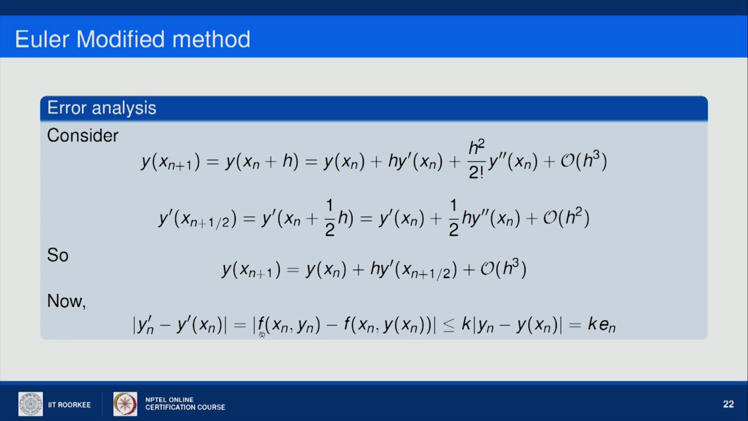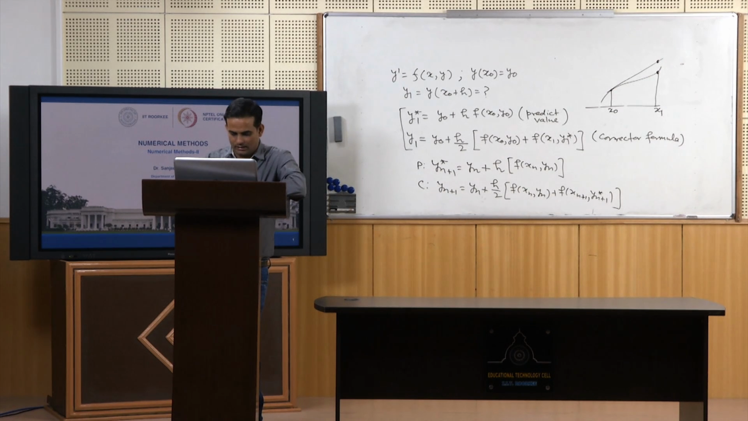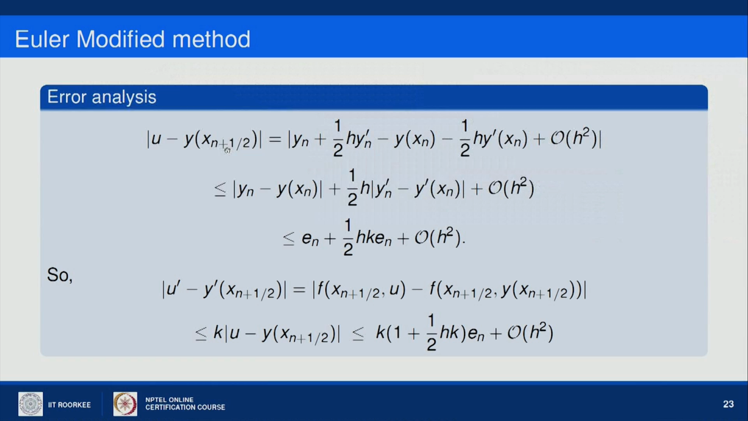and we are assuming that f is Lipschitz continuous with Lipschitz constant k. So, I can write it in this way, and that is equal to k times En, that is the error in the nth iteration. So, u minus y at xn plus half can now be given by this particular equation, which is less than or equal to yn plus y of xn. I have taken this term and this term together, plus half h I have taken common. So, y prime n minus half h I have taken out, so y prime xn plus order of h square. So, this is En plus half h k En plus order of h square.